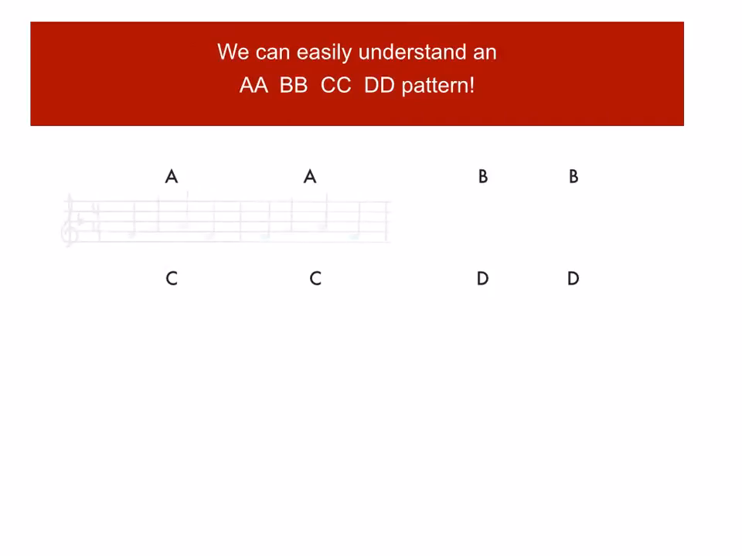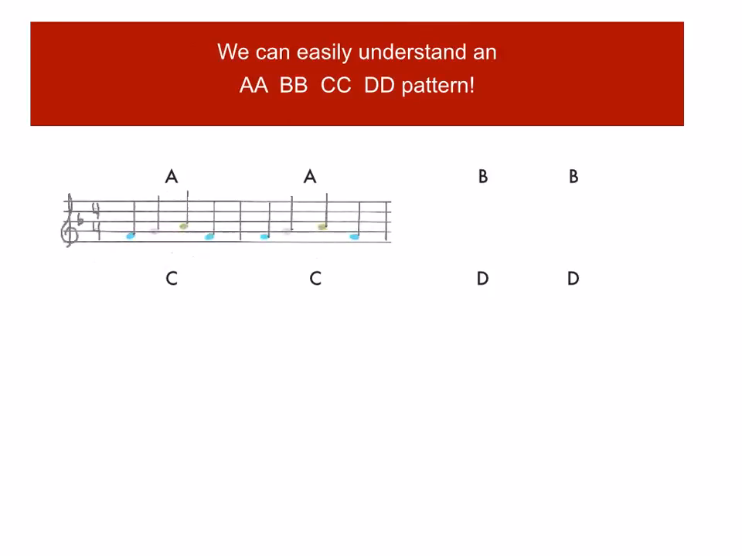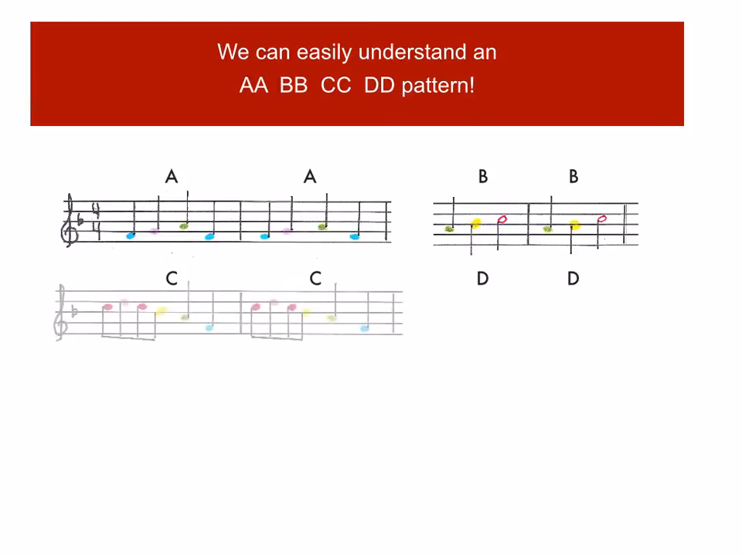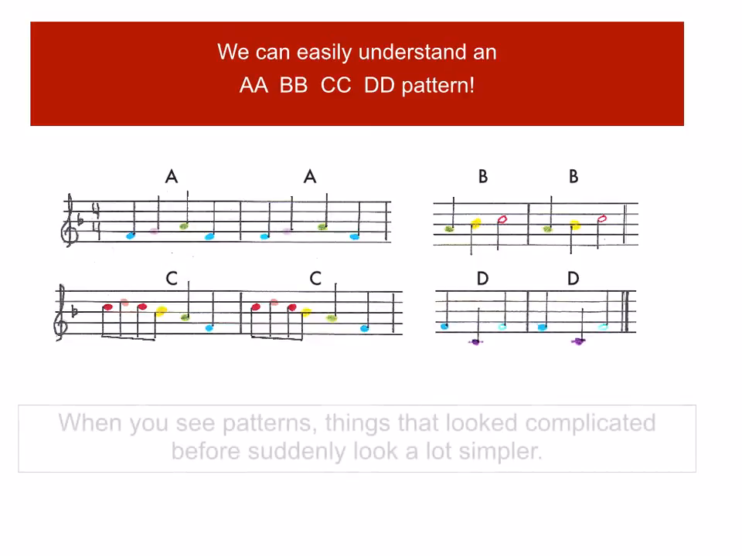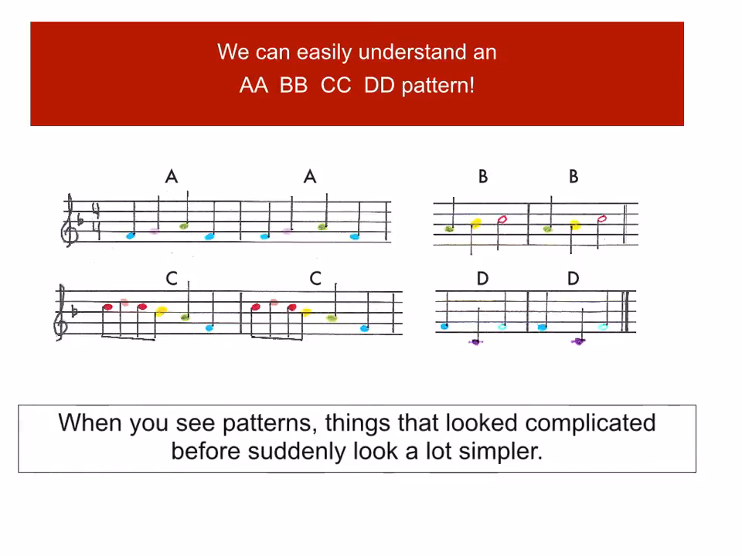A-A-B-B-C-C-D-D, that's something we all recognize. Well, it looks like A is a group of four notes. And then when we repeat A, that group of four notes gets repeated. B is a group of three notes. Those three notes get repeated. C is a larger group. There are six notes in a C group. And then that group gets repeated. And there are three notes in a D group. And then the D group gets repeated. When you see patterns, things that looked complicated before suddenly look a lot simpler.